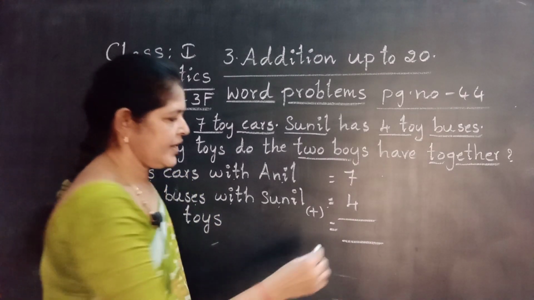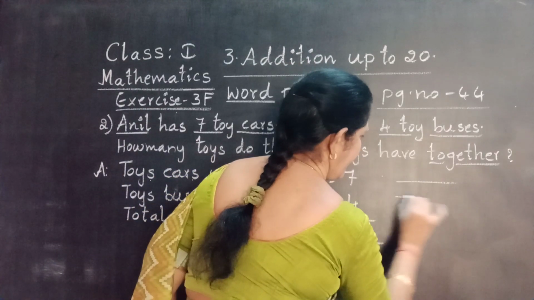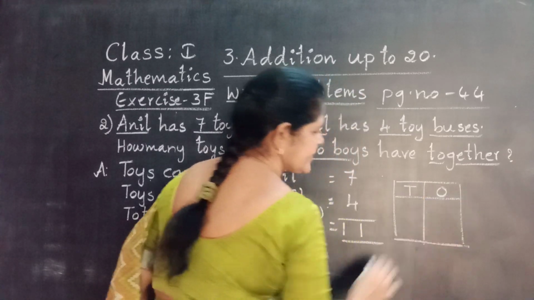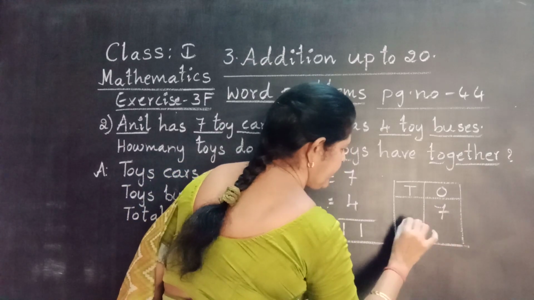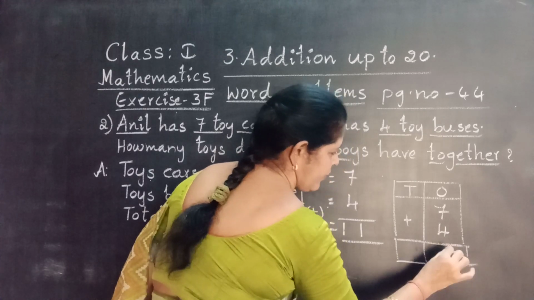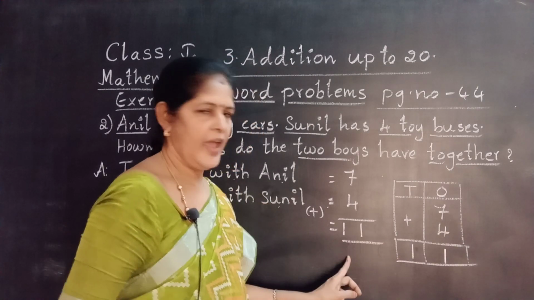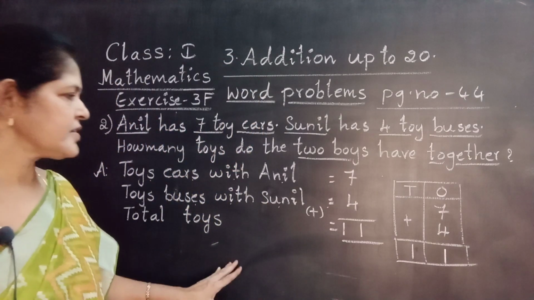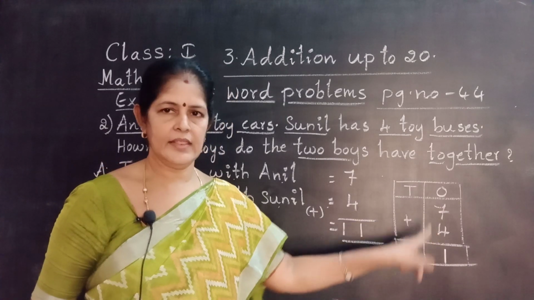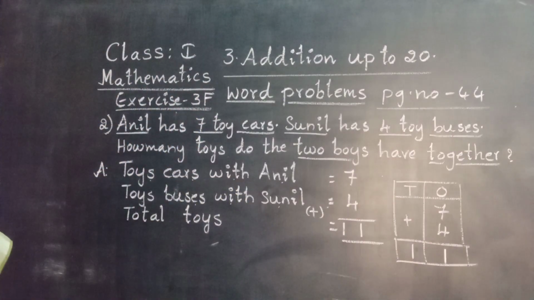11 is a two-digit number. 1 ten and 1 one. You have a place given like this in your textbook: tens place, ones place. 7 plus 4, the answer goes to a two-digit number. 1 ten and 1 one, 11. Total toys are 7 plus 4, 11. You should write in your textbook like this in the given space. Come on, go to the third question.